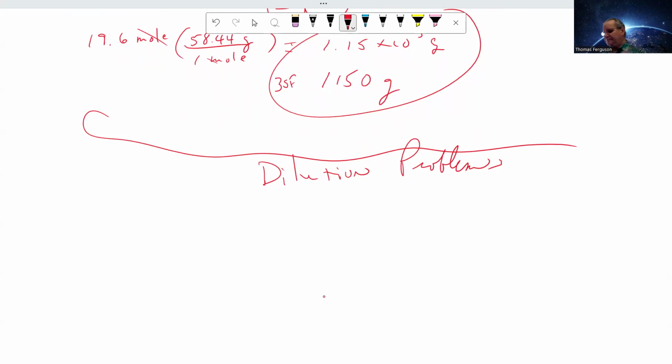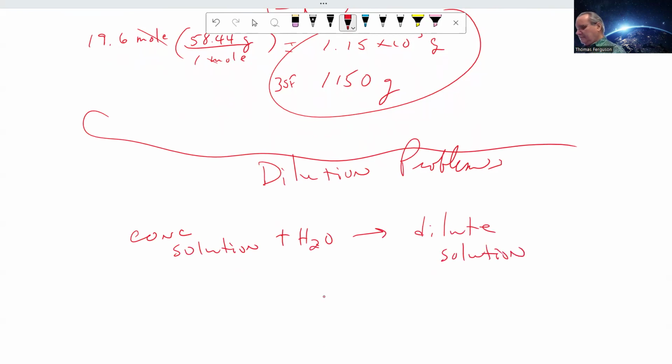So, dilution problems. We're starting with a concentrated solution plus water. We're getting a dilute solution. Concentrated solution to dilute it down, we need to know how much of this to start with, and we need to know how much water to add. And we end up with the volume of the dilute solution.